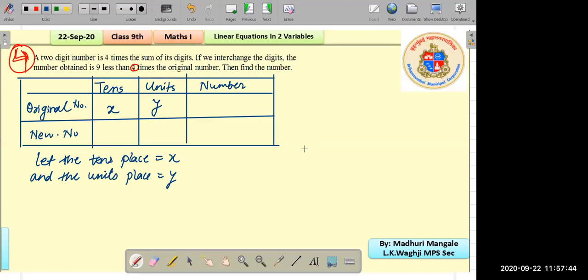So we are going to use the expanded form over here. Like if we have a number 76, how do we write it? We write it as 7 times 10 plus 6, correct? What are we doing? We are multiplying the tens place with 10 and we are multiplying the units place with 1. So we write it as it is over here, correct?